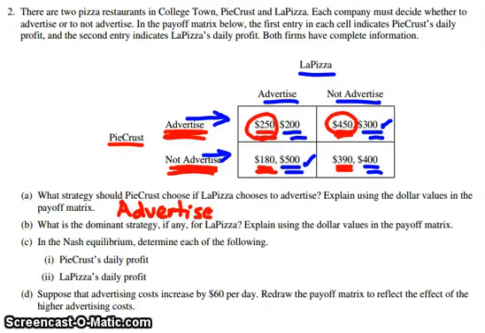So Pie Crust is going to advertise, and when they advertise, La Pizza, when they are faced with the choice there, they are going to not advertise. So that actually means we're in this cell, and so therefore Pie Crust's daily profit would be 450, and La Pizza's would be 300.